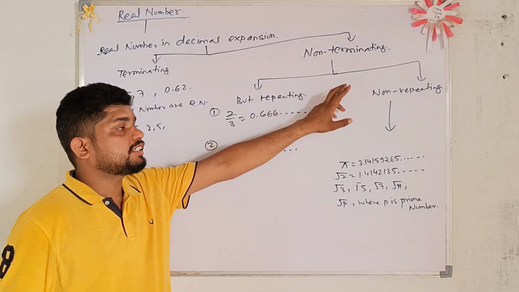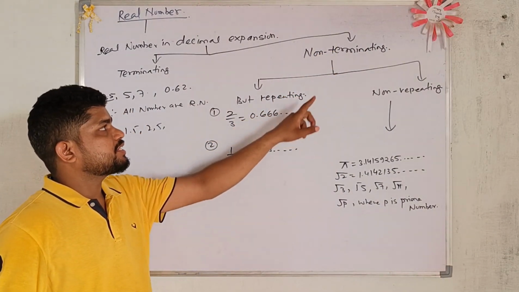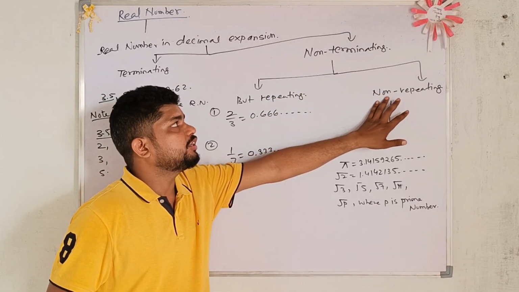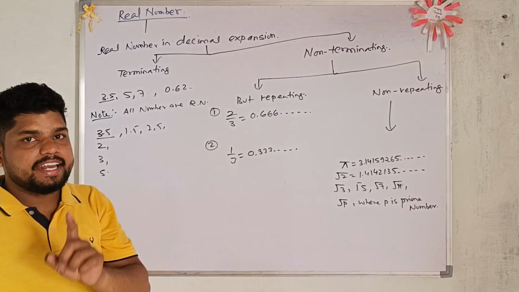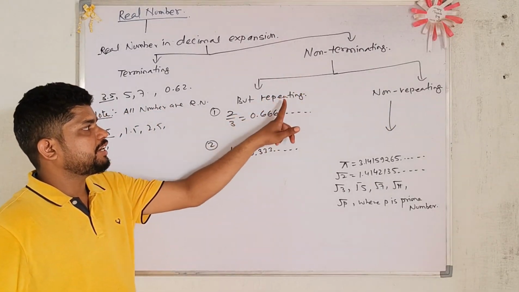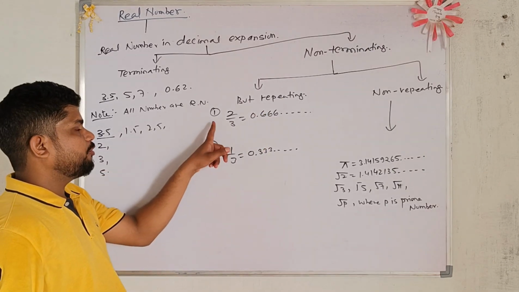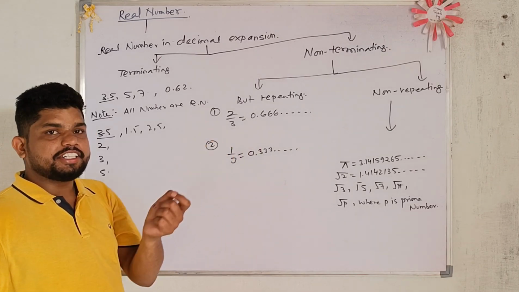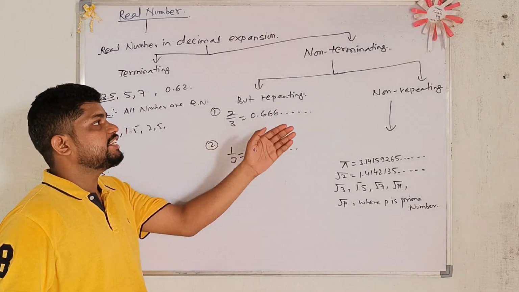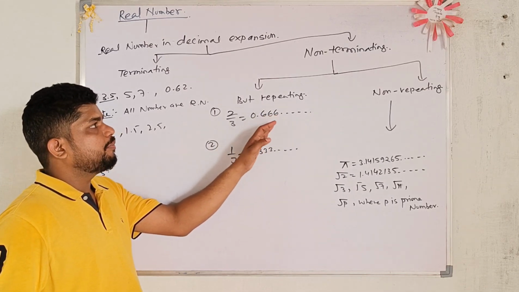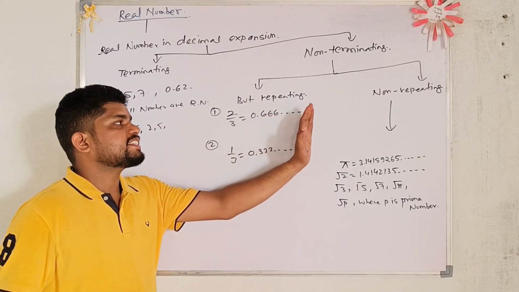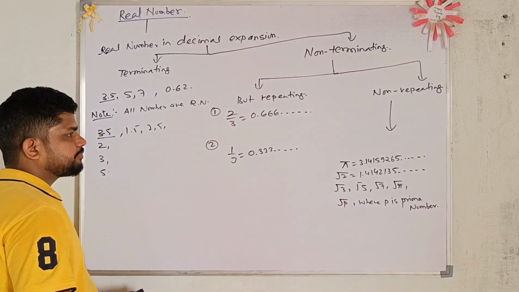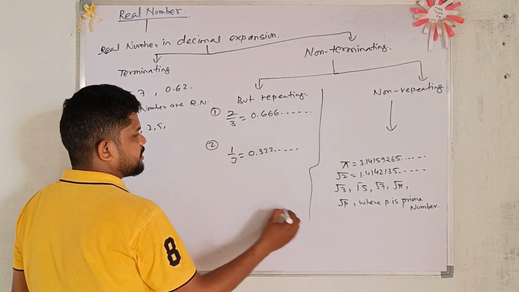In that case, we come up with another sub-classification: non-terminating but repeating, and non-terminating, non-repeating. Any decimal expression which is non-terminating but repeating, like I have taken one example, 2 by 3, we can write as 0.666. Here the digit 6 is continuously repeating itself, but it is non-terminating, it is going endlessly. So this is the condition of a rational number.